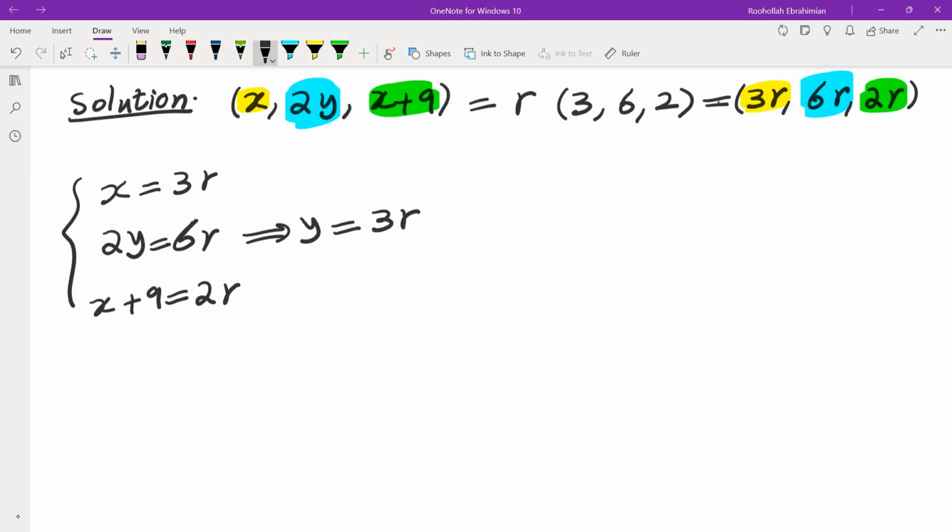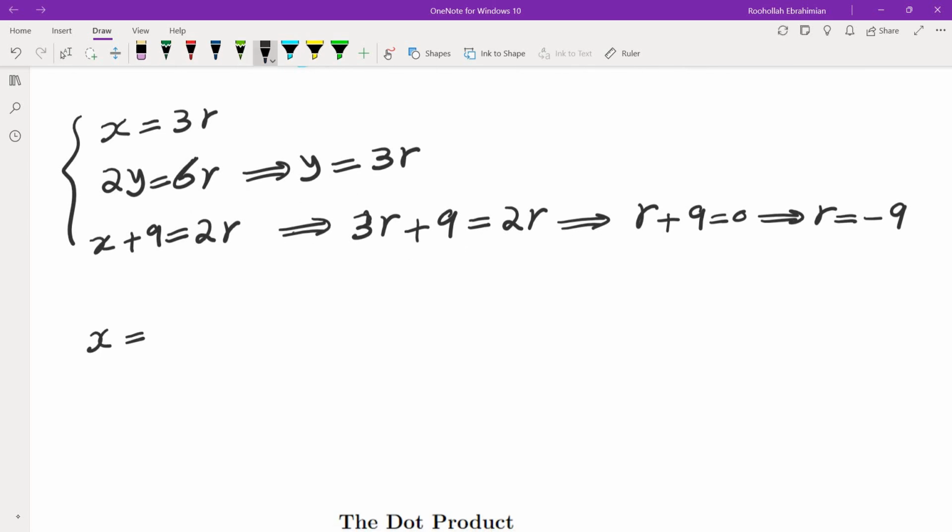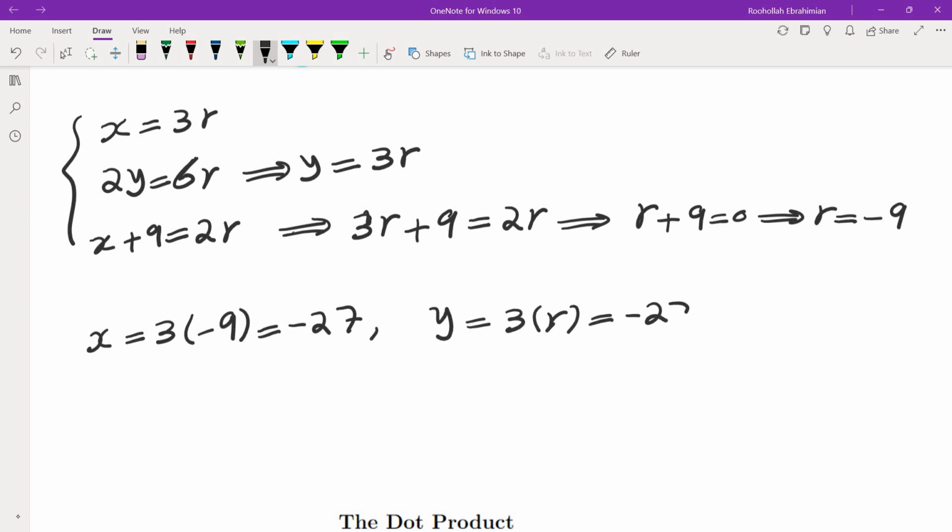So I'm going to evaluate y from here, that's 3r, and I'm going to take the first one, which is x equals 3r, and plug it into the last one. That gives me 3r plus 9 equals 2r. So that gives me r plus 9 equals 0. So that means r equals negative 9. So that tells us x equals 3 times negative 9, which is negative 27, and y equals 3 times r also, which is negative 27.